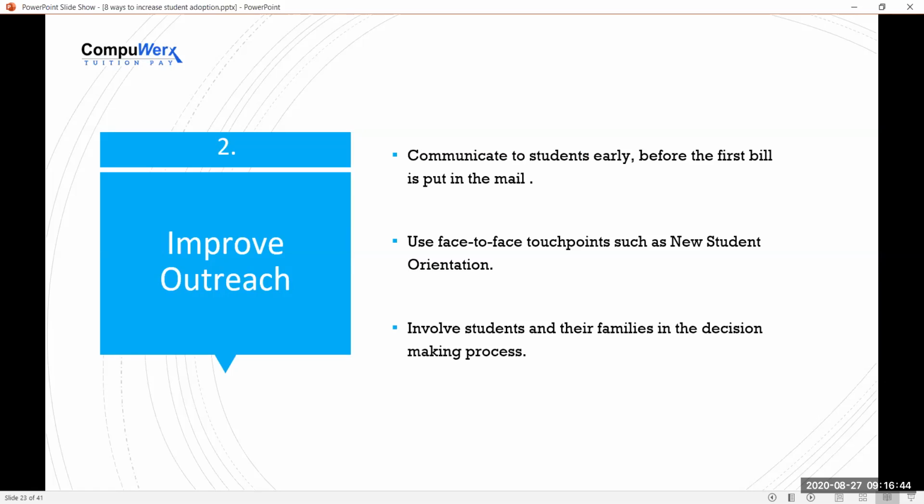Number 2, improve outreach. Communicate to your students early, before even the first bill. Every new student has orientation with the financial aid office. So at that time, you sit down with your students and talk to them about the difference between having a payment plan versus a loan. How would having a payment plan save them money versus a loan? And you want to involve your students in the decision-making process, so they feel like they own that process.